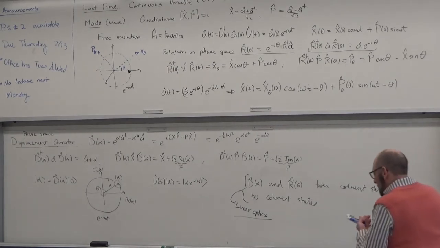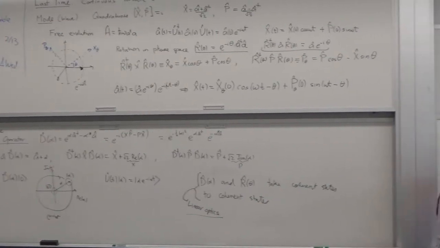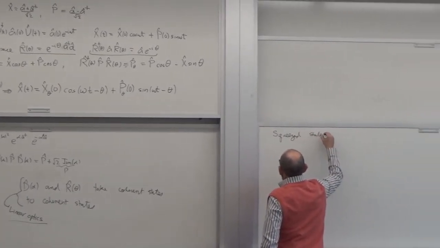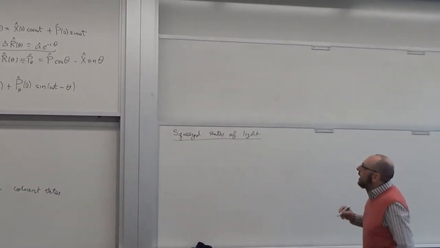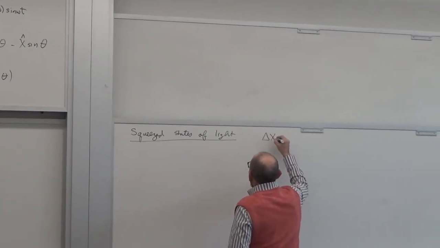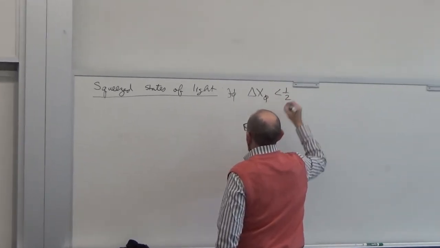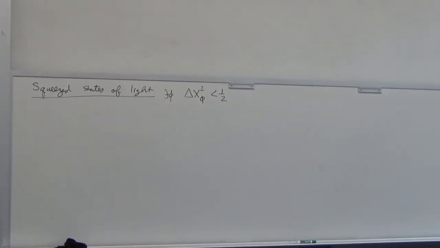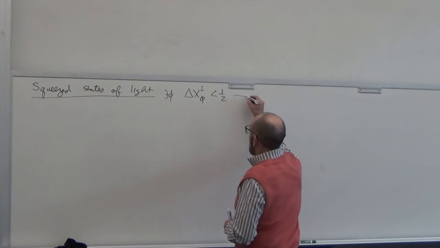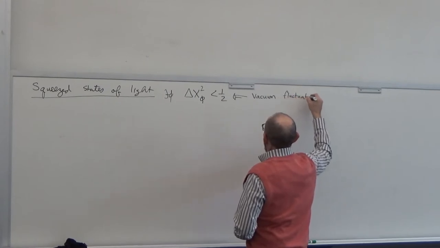All right. Now, we started to discuss last lecture going beyond here when we were talking about squeezed states. A squeezed state of light is any state of light such that there exists some quadrature for which the variance is less than the vacuum level. So if the variance of the fluctuations along any quadrature is less than that of the vacuum, then we say the state is squeezed.